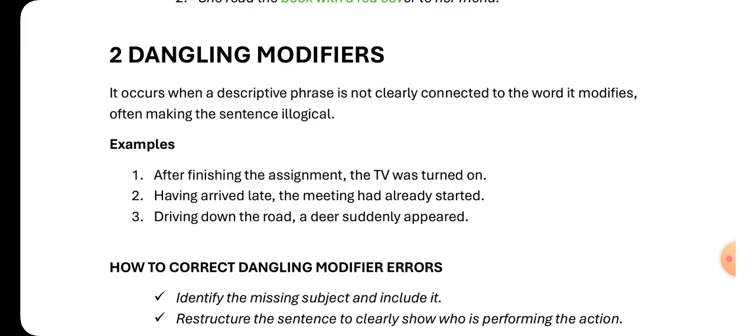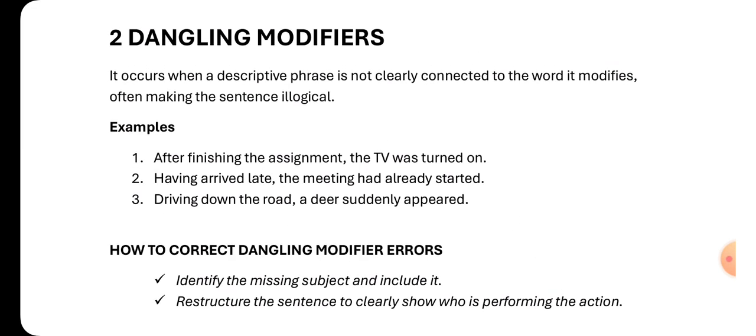After finishing the assignment, the TV was turned on. This is a dangling modifier because it lacks a subject. There's no clear subject. Who finished the assignment and who turned the TV on? Do you get it? There's no clear subject here. So it intends to modify a word that lacks a subject, so it becomes a dangling modifier.